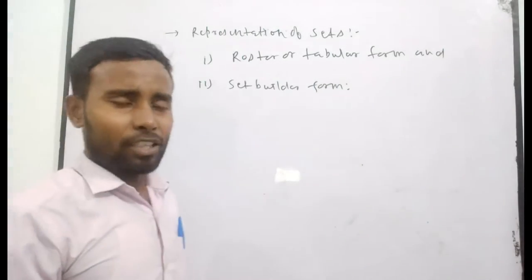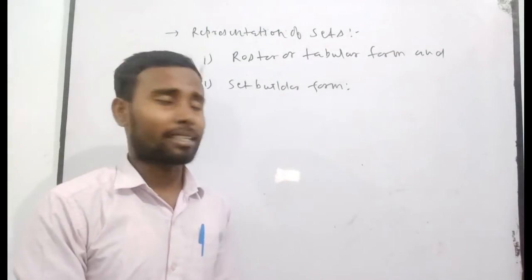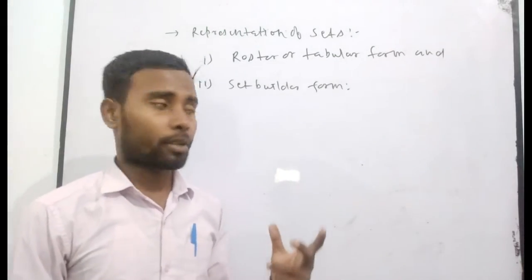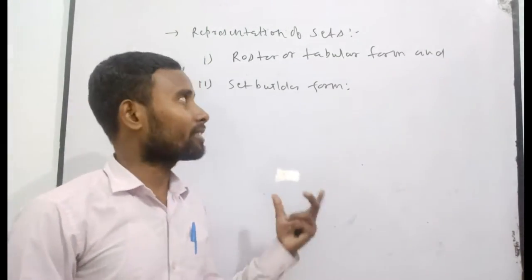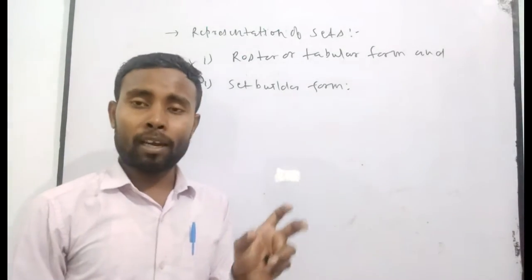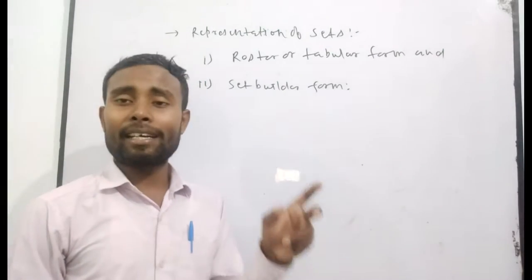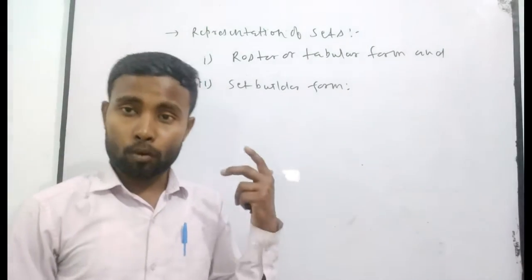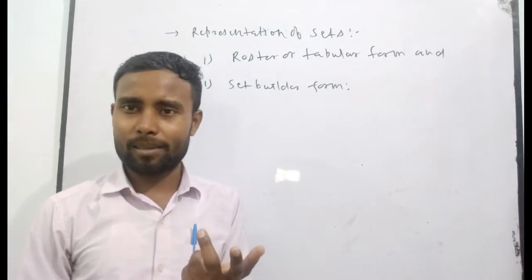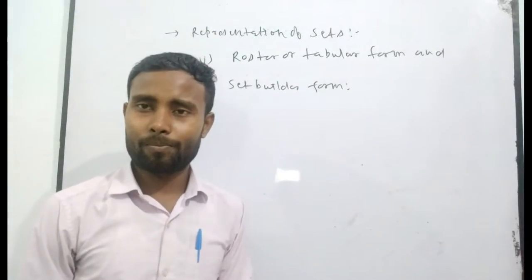Representation of set means that, as you know from previous chapters and previous examples, I have taken some examples. A set A is a collection of first five natural numbers, then I have written A is equal to {1, 2, 3, 4, 5}. All entries are written under braces, and each element is separated by comma. But I want to ask you, are there any other methods by which we can represent a set?